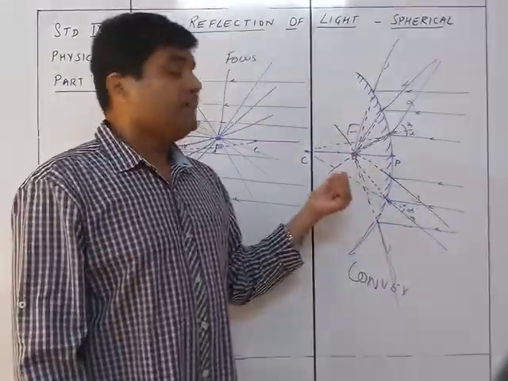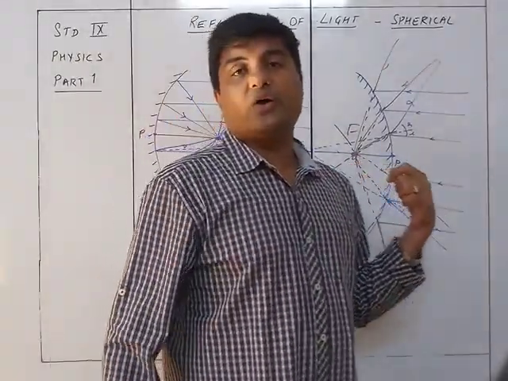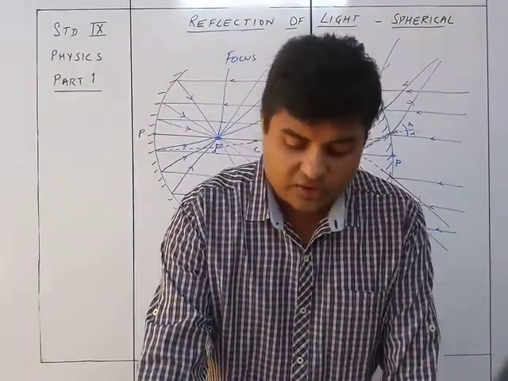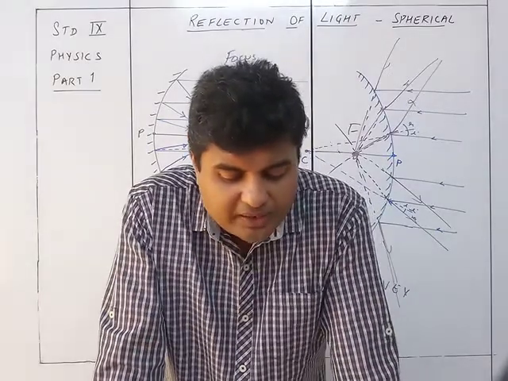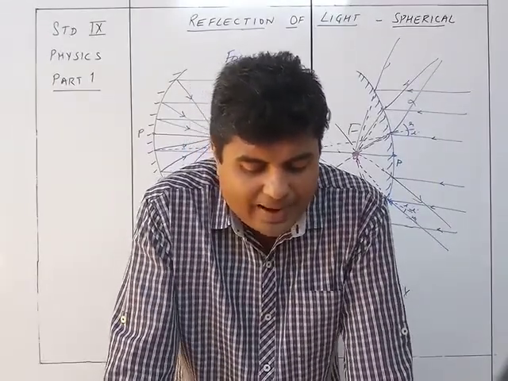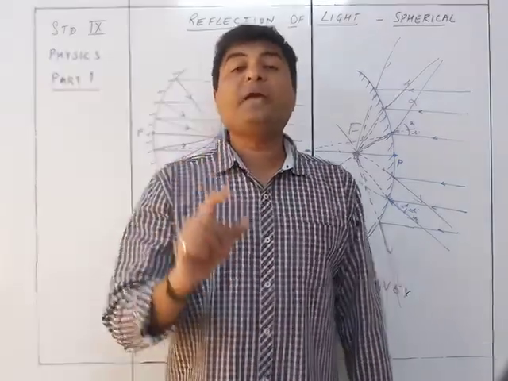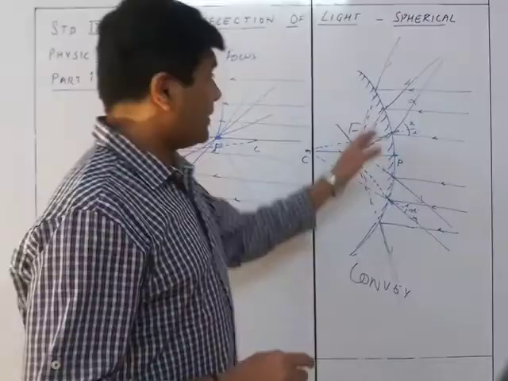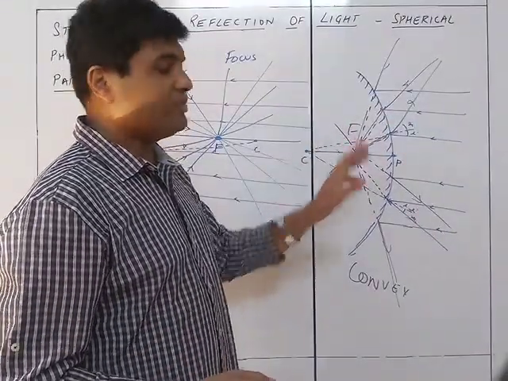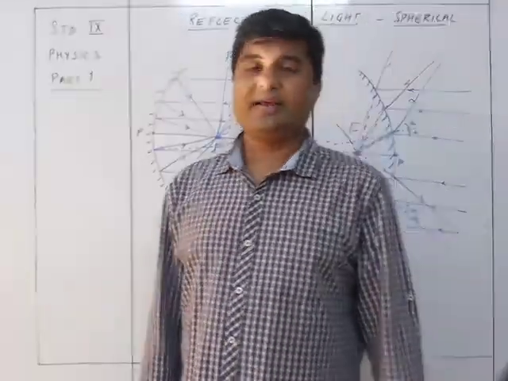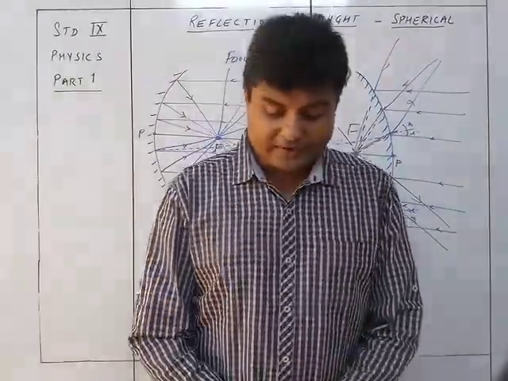So that's why the focus of the convex mirror is a virtual focus. The focus of a convex mirror is a point on the principal axis from which the light rays incident parallel to the principal axis appear to come after reflection from the mirror. So that is called the focus in the case of the convex mirror.